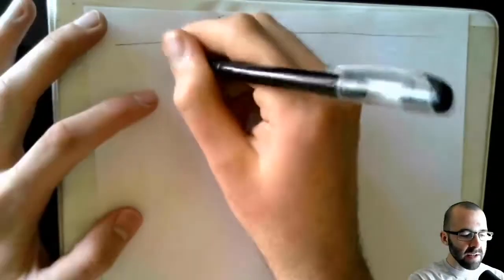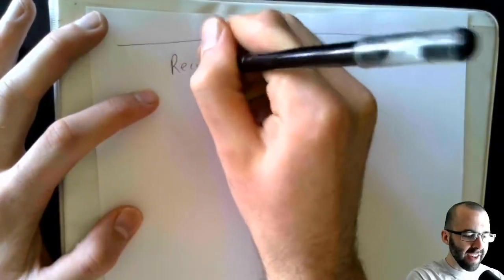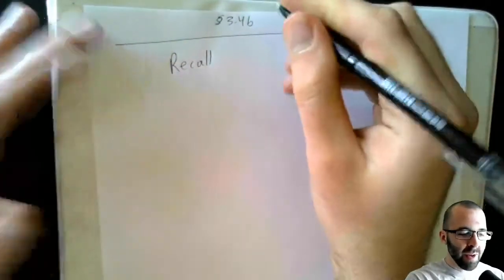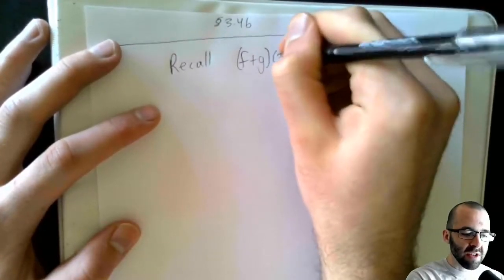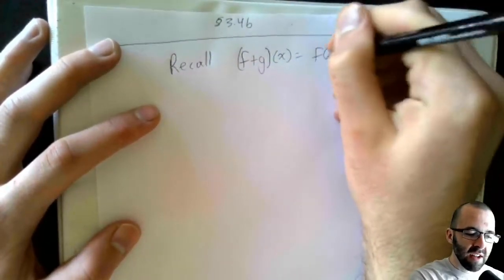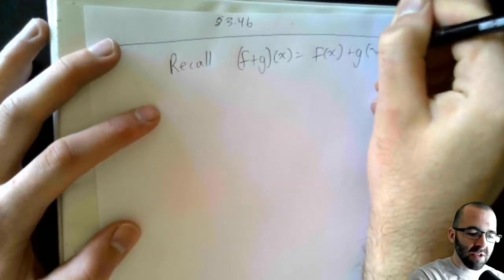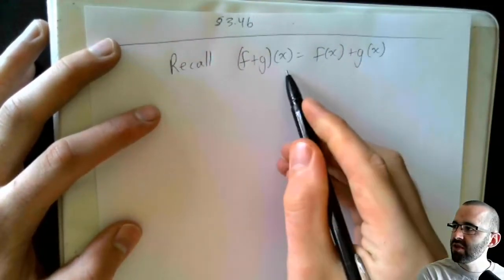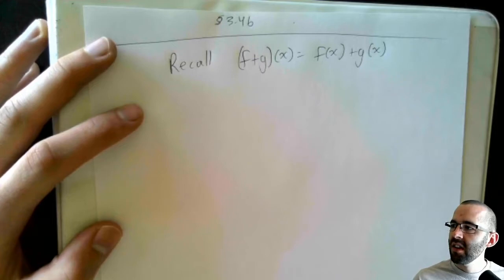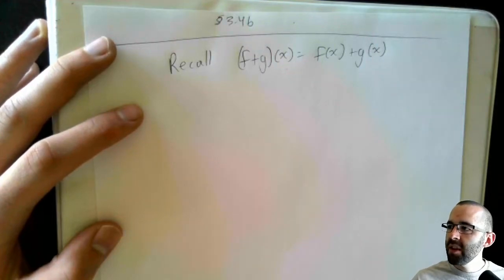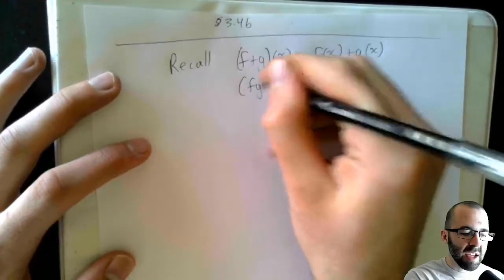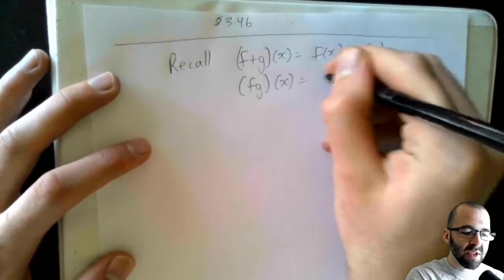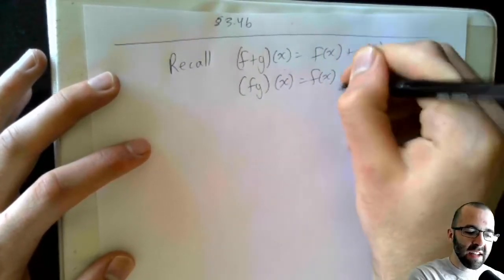So we talked about, right? What did we do yesterday? Hopefully you remember. We talked about adding functions together, and we said that's just the function plus the other function. That's how we wrote it, f plus g of x, to get a new function. We did subtraction, multiplication, division, right? Remember, multiplication was just f of x times g of x.